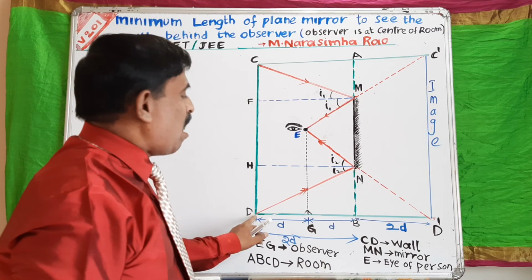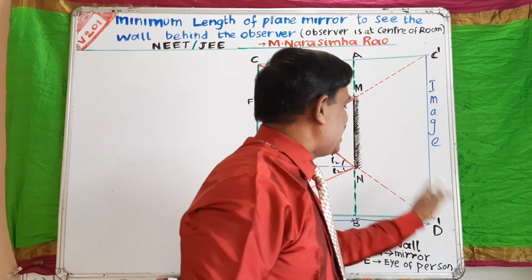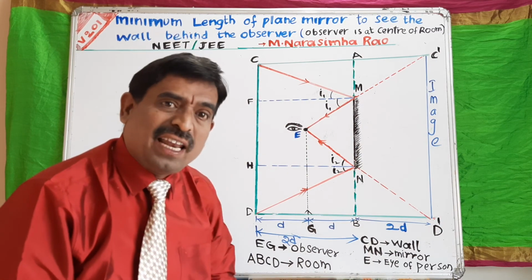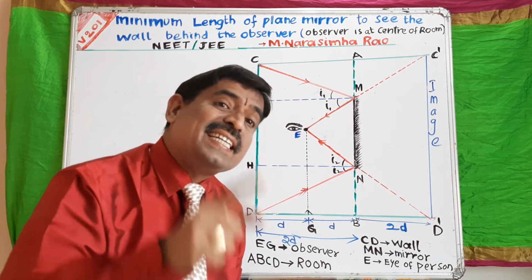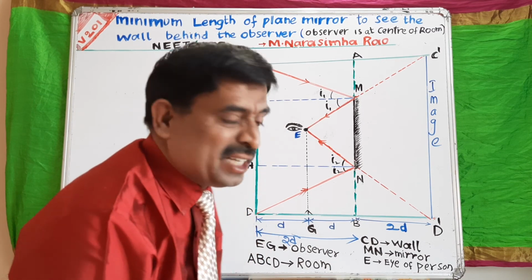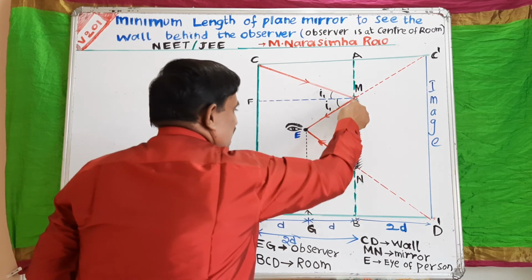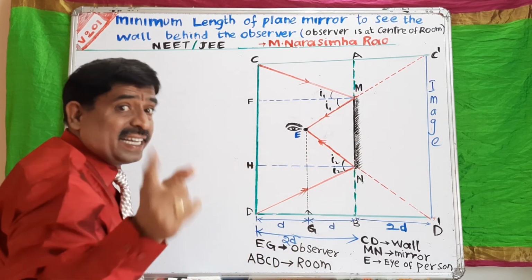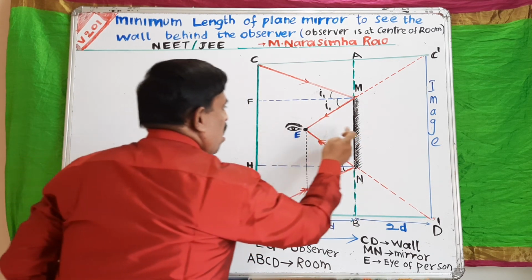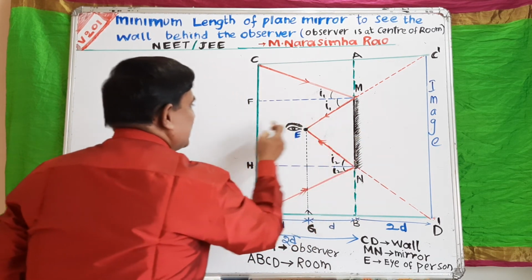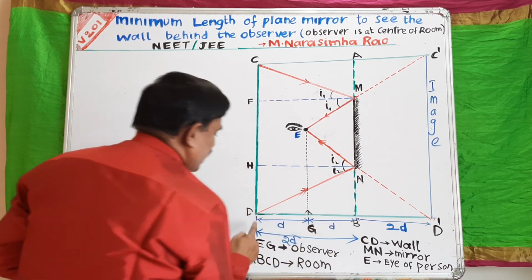The CD is the object to this mirror. Its image is formed at C dash and D dash. We know very well, in the case of a plane mirror, object distance is equal to image distance. Now CD is the object, and MN is the plane mirror. The distance between the object and this plane mirror we call the object distance. This object distance I am taking as 2D.